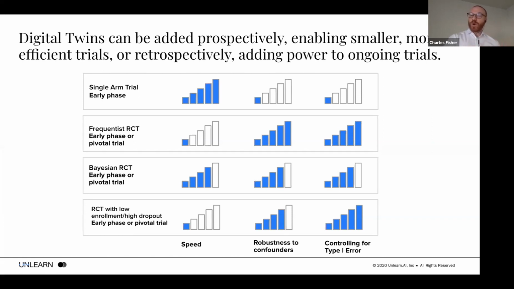But we can incorporate digital twins into randomized controlled trials. And we can do that in a way that keeps all of the benefits of a randomized controlled trial while also providing benefits from the digital twin. And that is that you can get much faster clinical trials, but still be robust to confounders and still control for type 1 error rate. And not only can you do that prospectively to design faster clinical trials, you can do it in ongoing clinical trials after they've already started to recover statistical power caused by unforeseen circumstances.